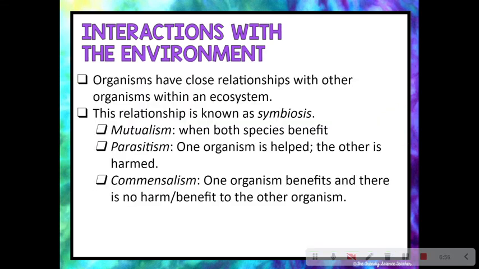Organisms have close relationships with other organisms within an ecosystem. This relationship is also known as symbiosis. Now, we have three different types. First, we have mutualism, which is when both species benefit from the relationship. Second, we have parasitism, which is when one organism is helped and the other organism is harmed. And then finally, we have commensalism, which is when one organism benefits and there's no harm or benefit to the other organism.